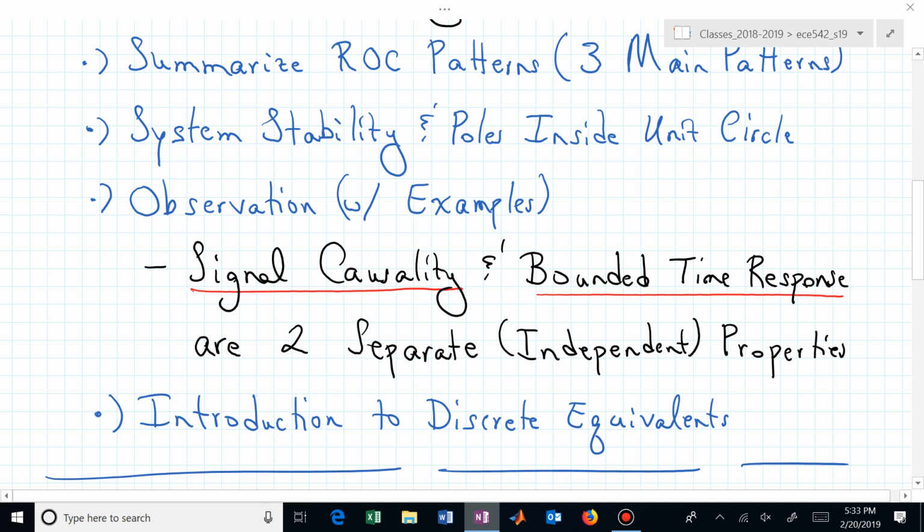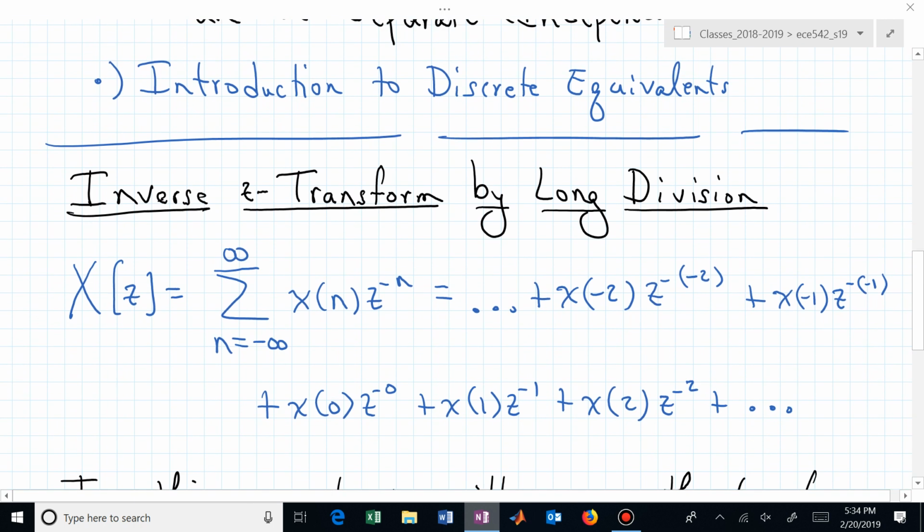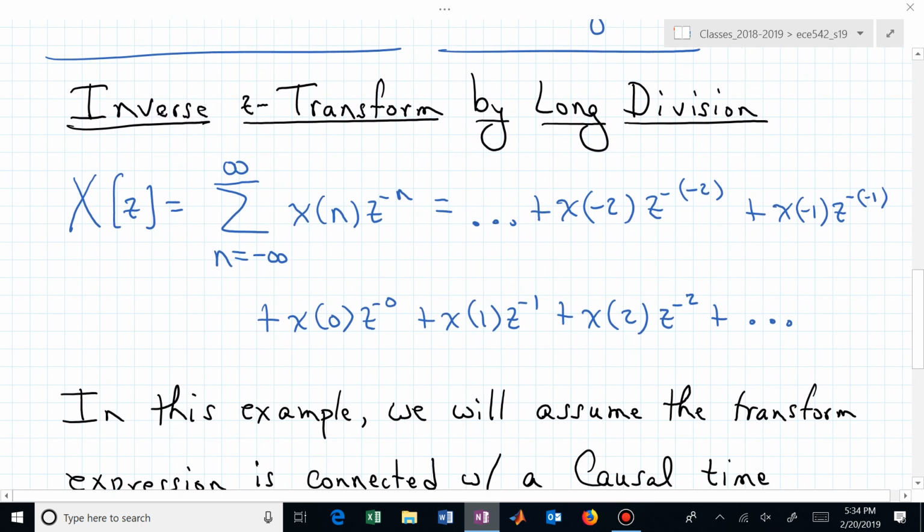We probably won't get there, but if we do, we'll start talking about the next topic, which is discrete equivalence. How do you find a transform expression in the z-plane from a transform expression in the Laplace domain, the S domain? How do you go from G of s to G of z? There are many different reasons for performing discrete equivalence, and we'll have to become comfortable with understanding when you want to use which particular strategy to find a discrete equivalent.